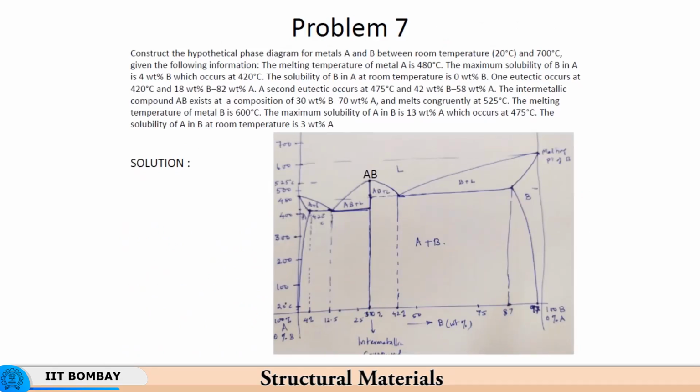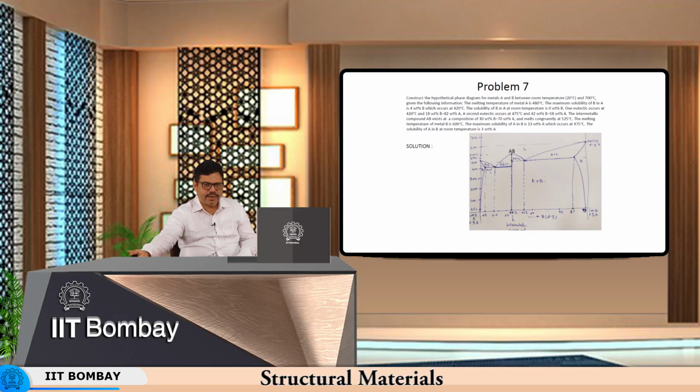Okay. Now, problem 7 is about constructing a phase diagram between two hypothetical materials A and B. A word sketch of the diagram is given, and we have to convert it to an actual sketch. So, what is being said is to construct the hypothetical phase diagram for metals A and B between room temperature, 20 degrees centigrade, and 700 degrees centigrade.